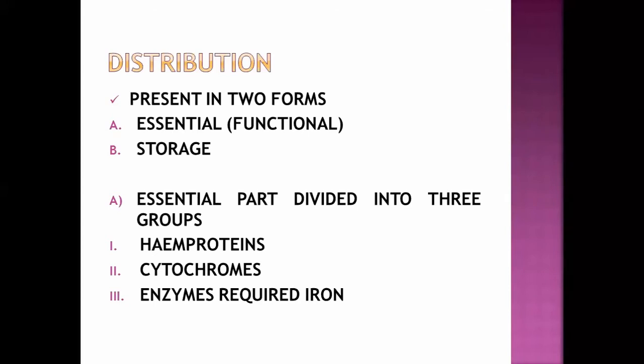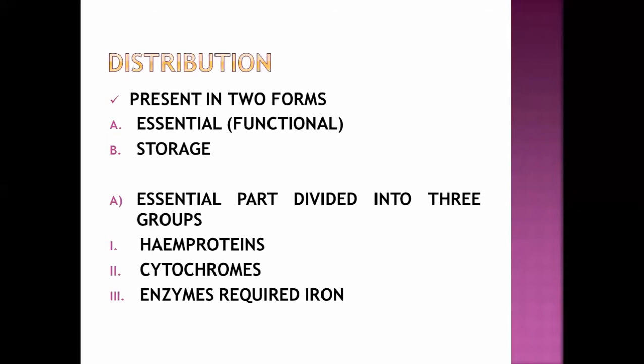The essential part is further divided into three groups. The functional part of the iron present in the human body is further divided into three groups. Number one, essential parts of the iron. Number one, that is the heme protein. Number two, the cytochrome. And number three, enzymes that require the iron.